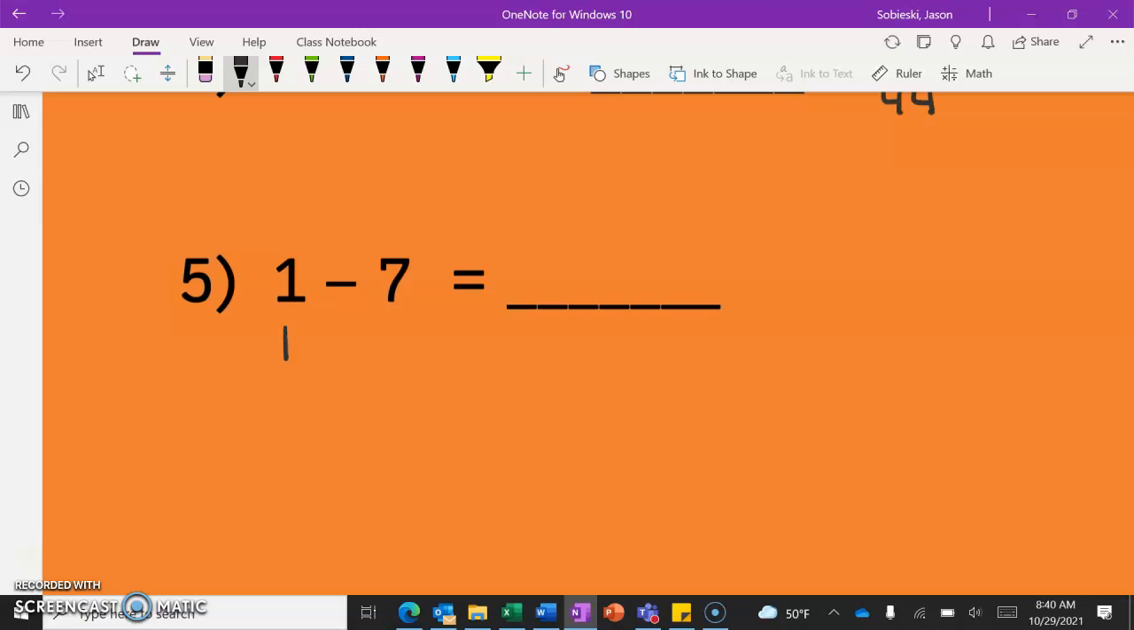Okay, so hopefully you started by doing your keep, change, opposite. 1 plus negative 7, the signs are different, so we are going to subtract. So the absolute value of negative 7 is just going to be a positive 7, minus the absolute value of 1 is just 1. So our answer is going to be a 6, and we use the sign from the number with the greater absolute value. So that was our negative 7. So this answer is actually going to be a negative 6.